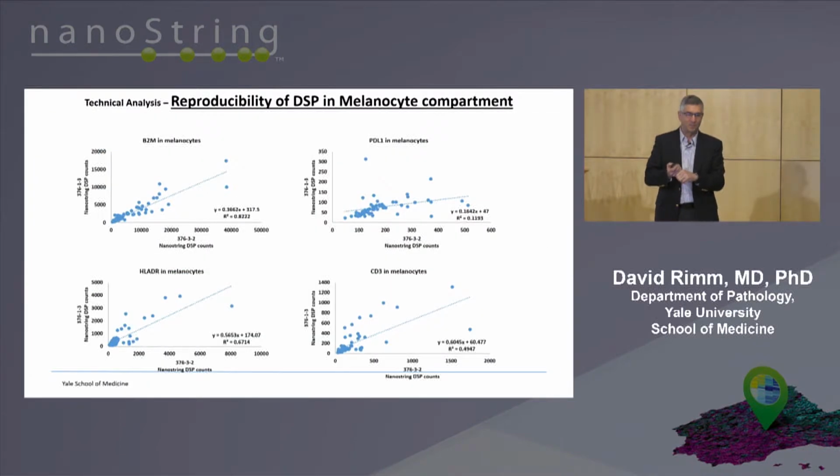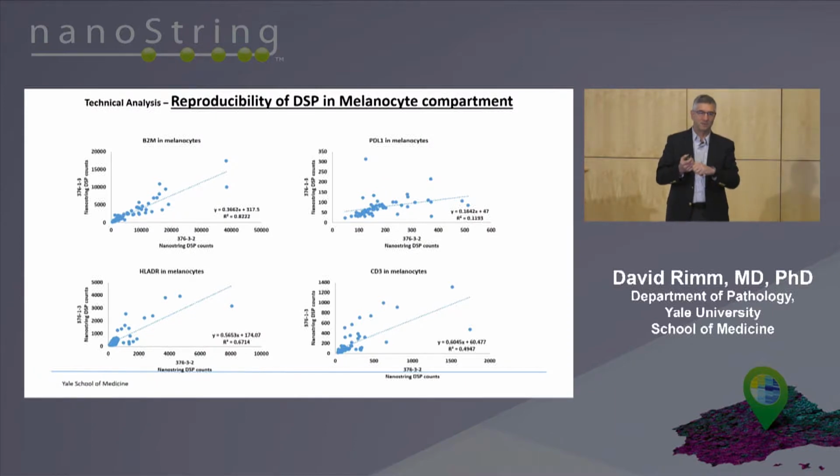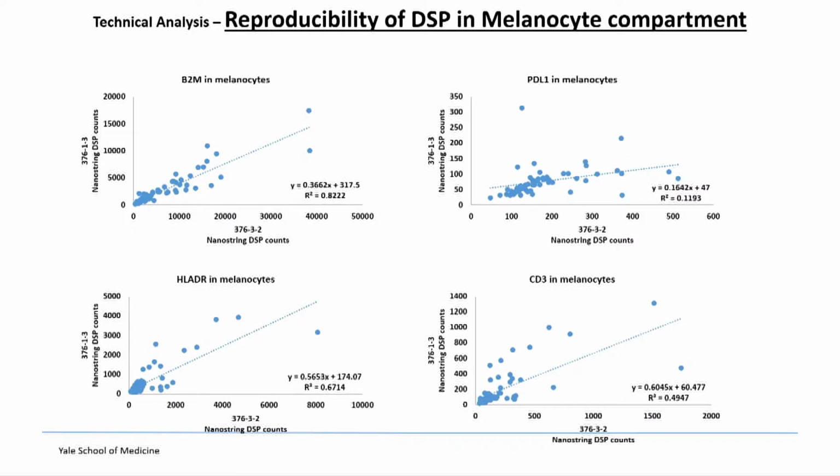And so how do they ultimately look? Well, the first thing we looked at was the reproducibility. I'm big on technical analysis, and we wanted the experiments that we did in 1 month to look like the experiments in the next month. The ones on the bottom, 376.3.2, stands for tissue microarray 376 block 3 cut 2. That was a completely different core from the patient than the one on the y-axis, which is 376, the same patient cohort, block 1, core 3.